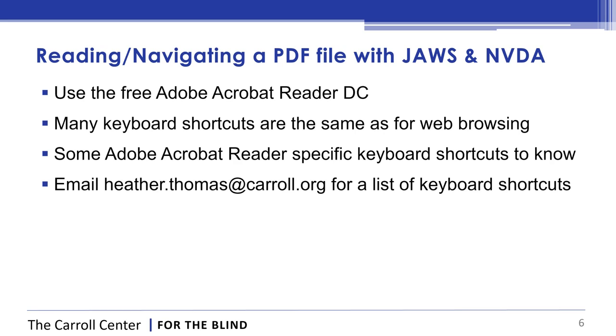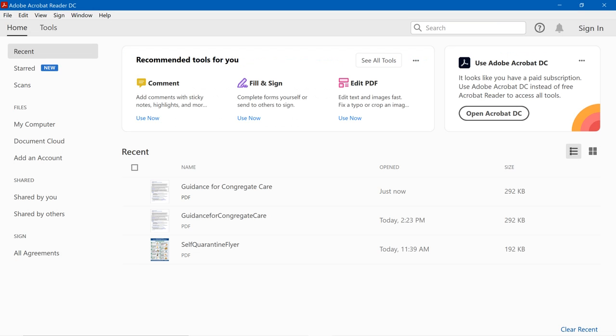Let's take a look at some sample PDF files. I want to show you a sample PDF file that is an accessible PDF file. In all my demonstrations today, I will be using JAWS 2020, and I will choose to open my PDF files from within Adobe Acrobat Reader DC. I'm going to press JAWS key T to read my title bar. Title is Adobe Acrobat Reader DC.